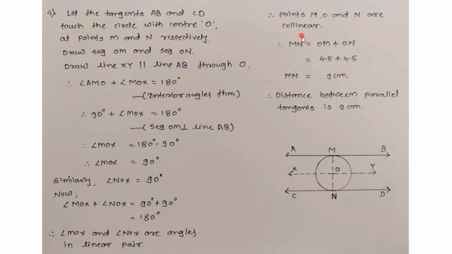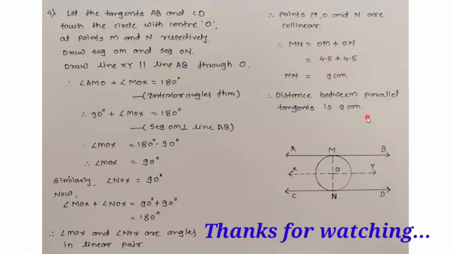And if these three points are collinear, then we can write MN is equal to MO plus ON. OM and ON are the radii of the given circle, and the radius of this circle is given to be 4.5 centimeter. That's why we replace OM and ON by 4.5. So we get 4.5 plus 4.5, which is equal to 9 centimeter. So this is the length of MN, which is the distance between these two tangents. So the distance between these two parallel tangents is 9 centimeter.